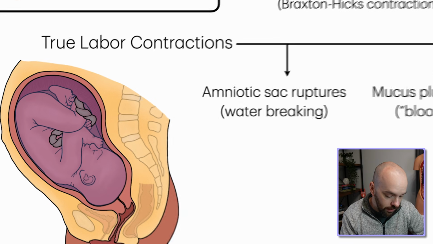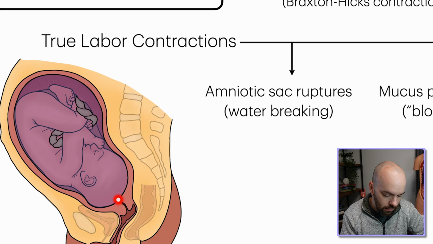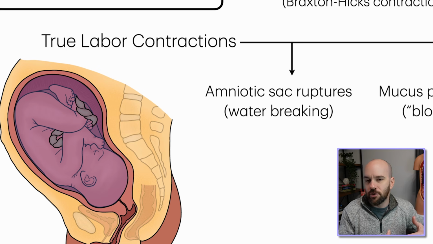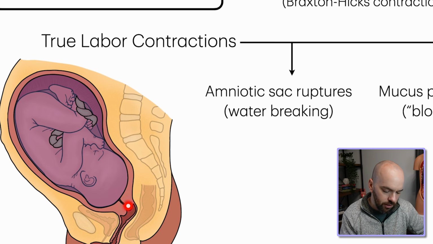That mucus plug will be in the cervix, so right in here. And that mucus plug is going to have the function of preventing bacteria and different things from making their way through the cervix and infecting this area where we want the baby growing and developing during the pregnancy.